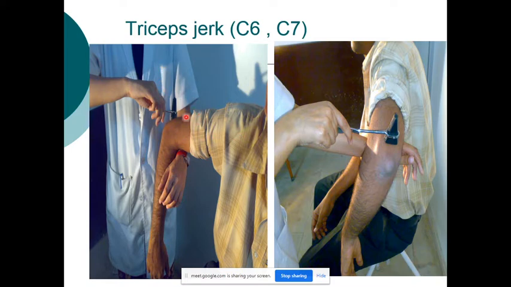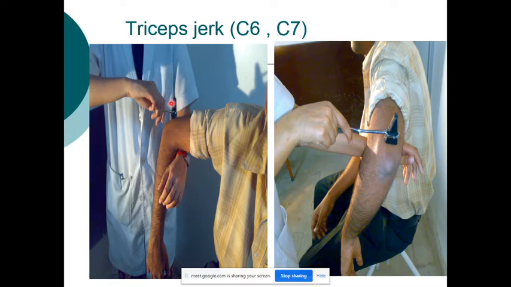Again you can see the doctor is supporting the patient's hand here. Again you are getting a 90-degree angle like this. This is one more angle. Here you can see the doctor is standing in front of the patient. You can do either way. You can stand behind or you can stand in front. Only make sure that the patient's hand is going to rest on your hand.